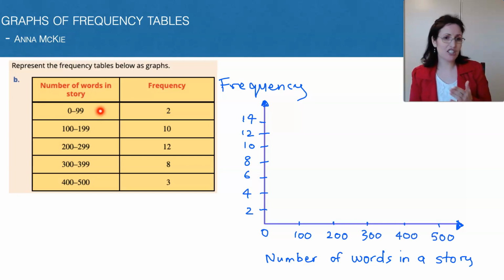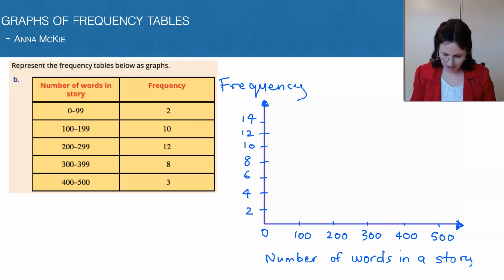Although that section has 0 to 99, you don't need to write the number 99 here next to the 100. It's assumed that every number in between here is a number between 0 and 99. So for example, the short stories in here might have 87 words and 93 words. And so there's a frequency of 2. So let's now complete our graph.